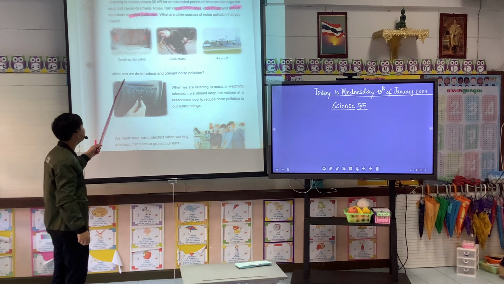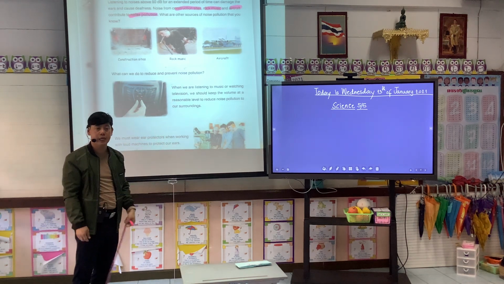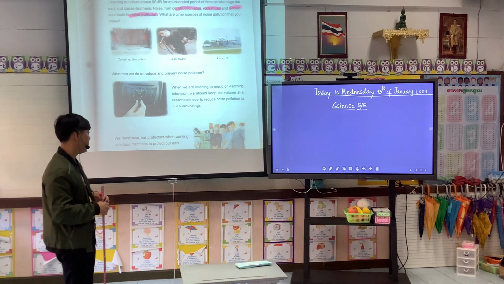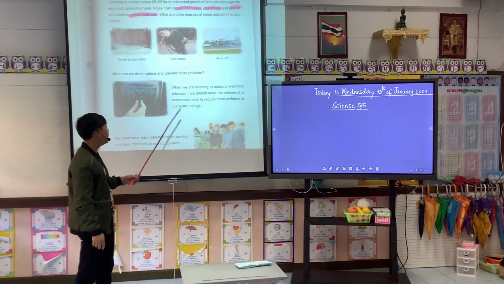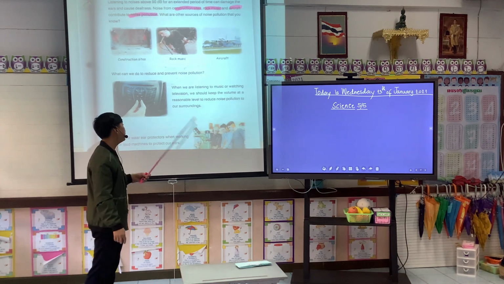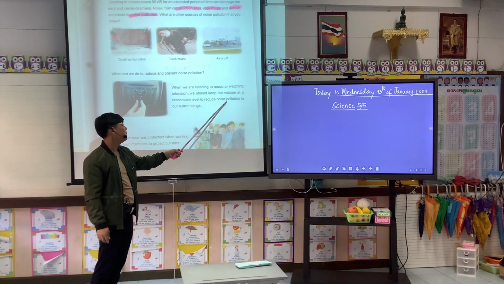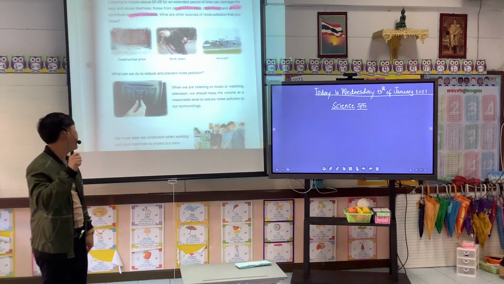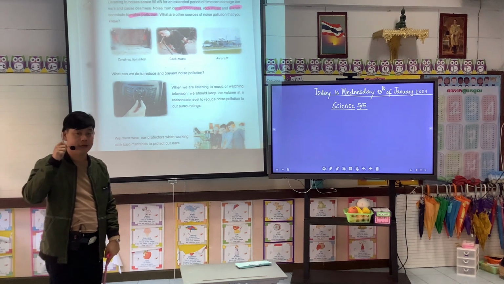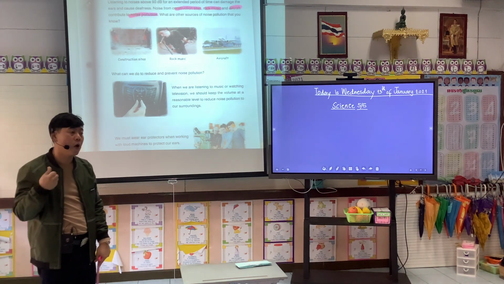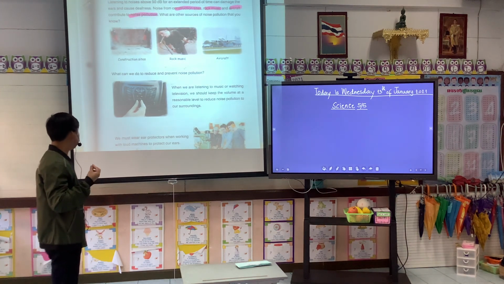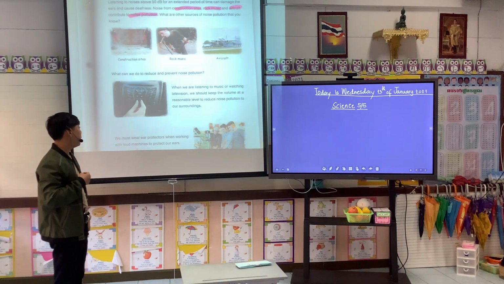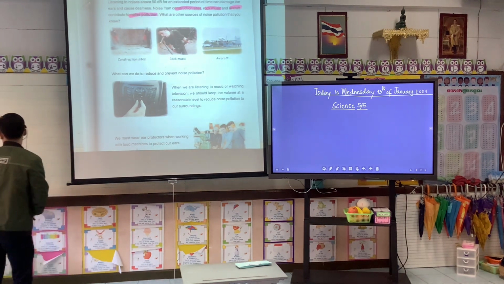Next, what can we do to reduce and prevent noise pollution? When we are listening to music or watching television, we should keep the volume at a reasonable level to reduce noise pollution to our surroundings. Some people like to turn on their stereo very loud, so other people get annoyed. This is how we reduce or prevent noise pollution.